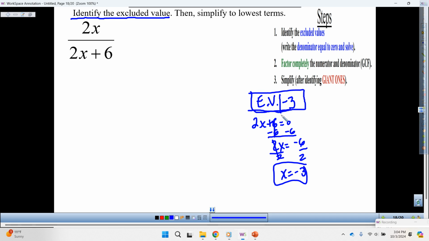Now, what does that mean, Mr. Q? That means that I can substitute, look up, I can substitute any number in here for x. Doesn't matter what number it is. Except for which one? -3. Why not, Mr. Q? Because what is 2 times -3? -6. What is -6 plus 6? 0. We cannot use that because the denominator cannot be 0. Copy that, please.